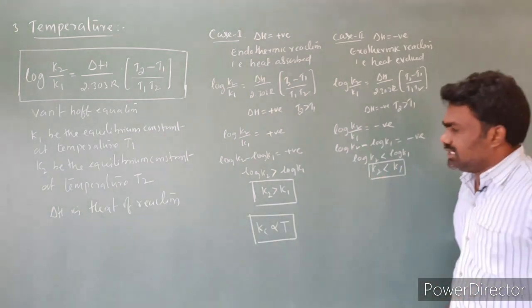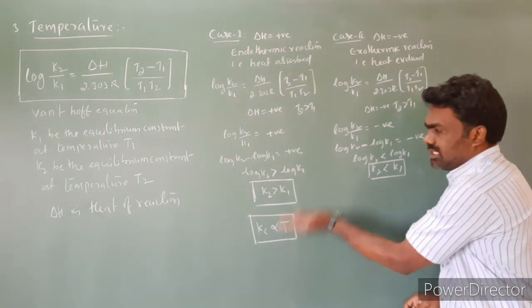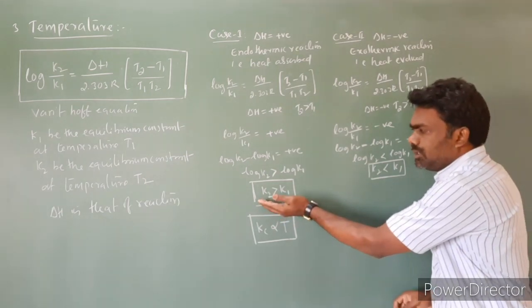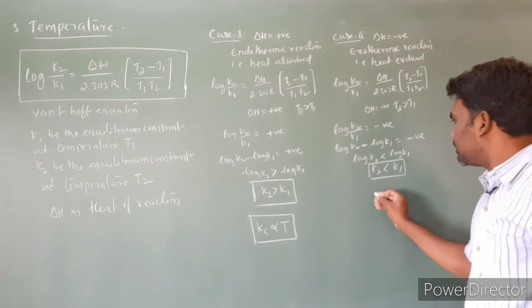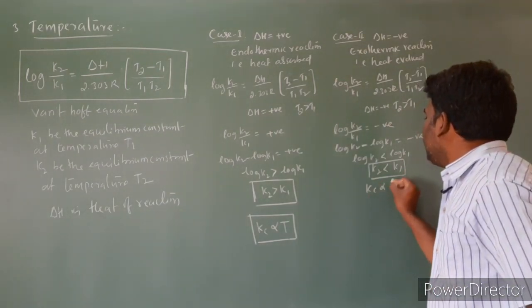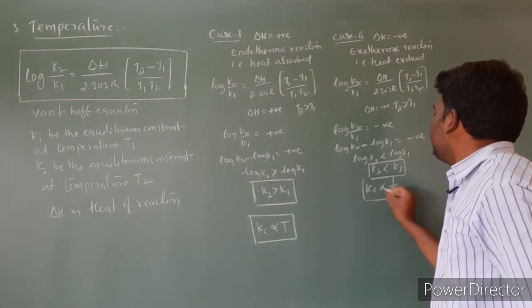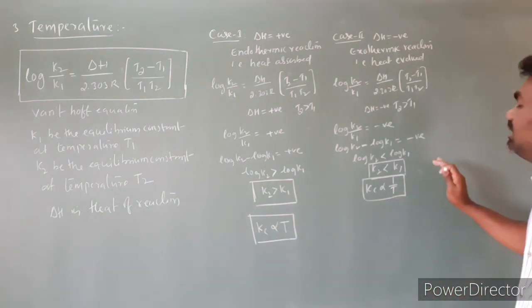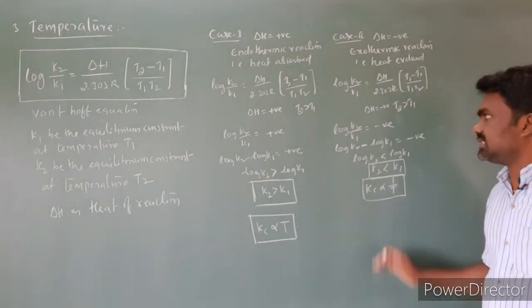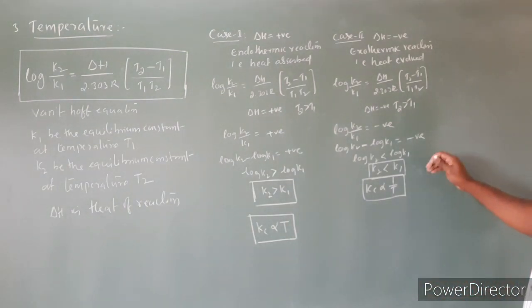So look at this. In the first case K2 is greater than K1: temperature increases, the equilibrium constant value increases. Here K2 is less than K1. This shows that Kc is inversely proportional to temperature. This is the second case: Kc is inversely proportional to temperature.